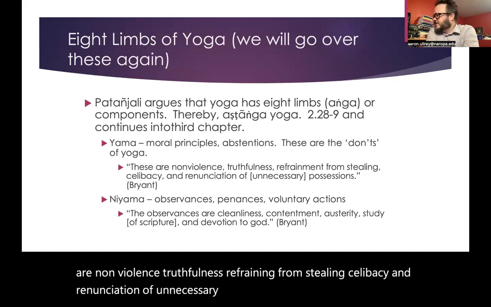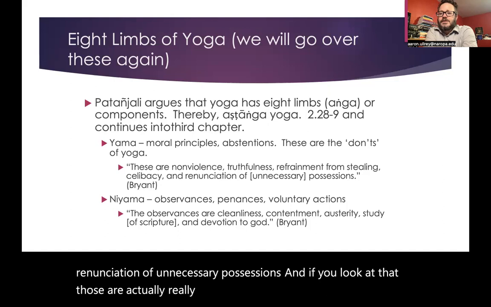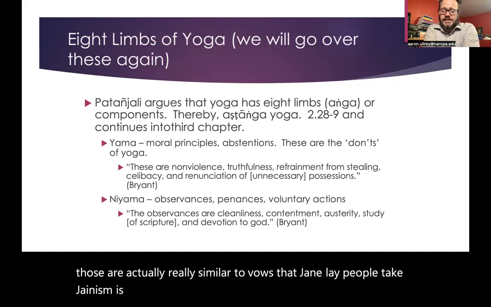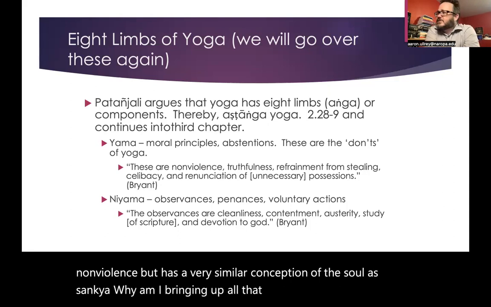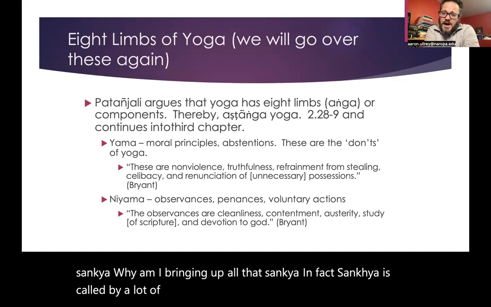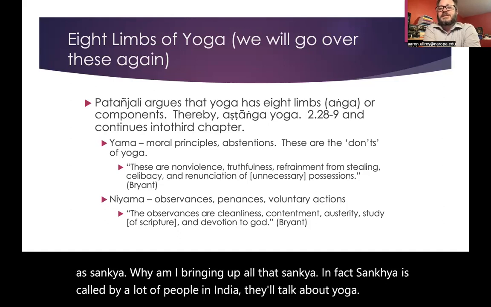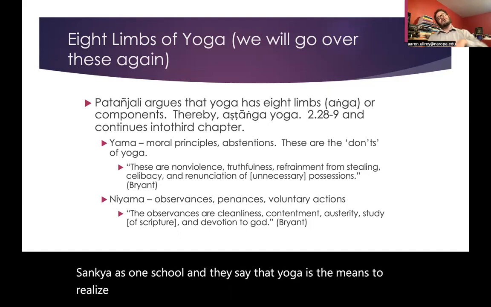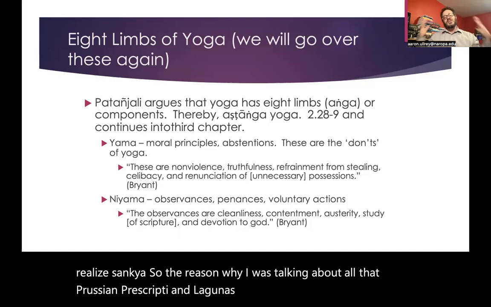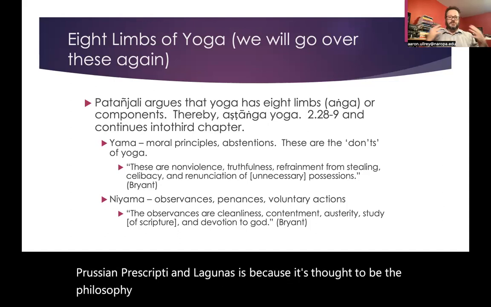And if you look at that, those are actually really similar to vows that Jain lay people take. Jainism is another religion in India that involves absolute nonviolence, but has a very similar conception of the soul as Samkhya. Oh, why am I bringing up all that Samkhya? In fact, Samkhya is called by a lot of people in India Yoga Samkhya as one school, and they say that yoga is the means to realize Samkhya. So the reason why I was talking about all that Purusha and Prakriti and the gunas is because it's thought to be the philosophy behind this early yoga.